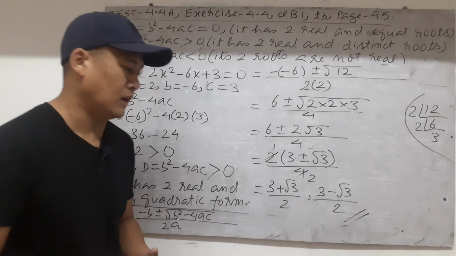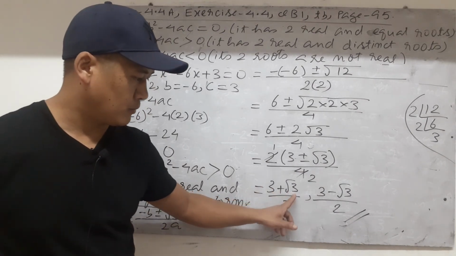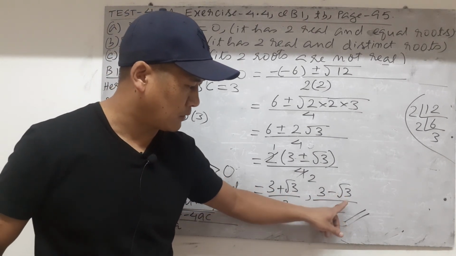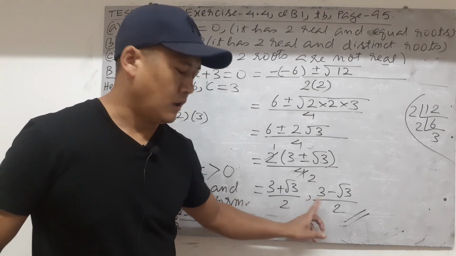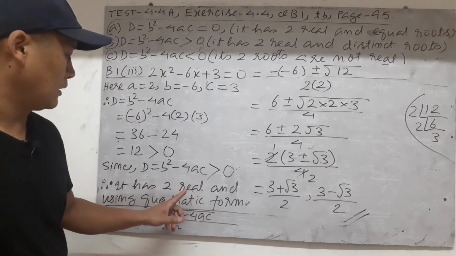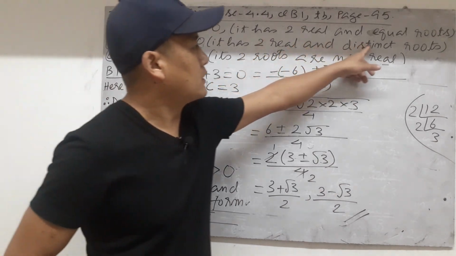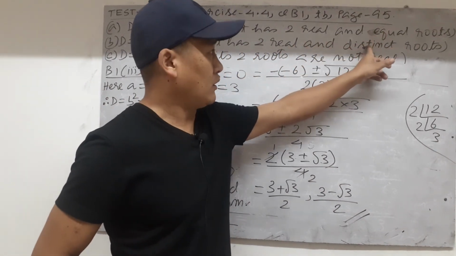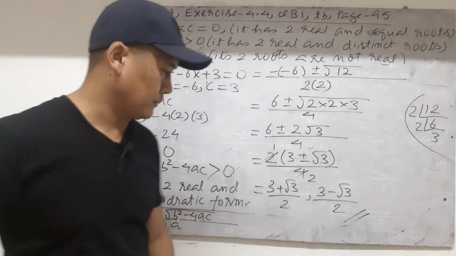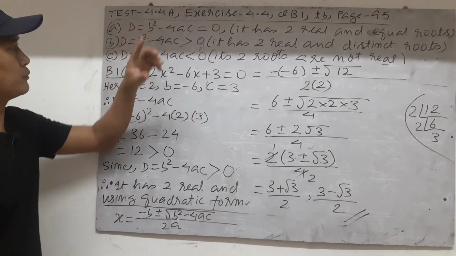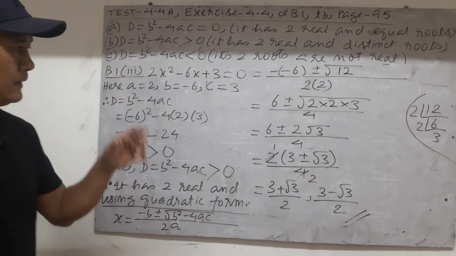These are the 2 roots and they are not the same. 3 plus root 3 by 2, 3 minus root 3 by 2. Different or unequal, that's the meaning of distinct roots here. Two real and distinct means opposite to equal: unequal, or different. So that completes the part for 4.4a. Okay, I hope you got it.